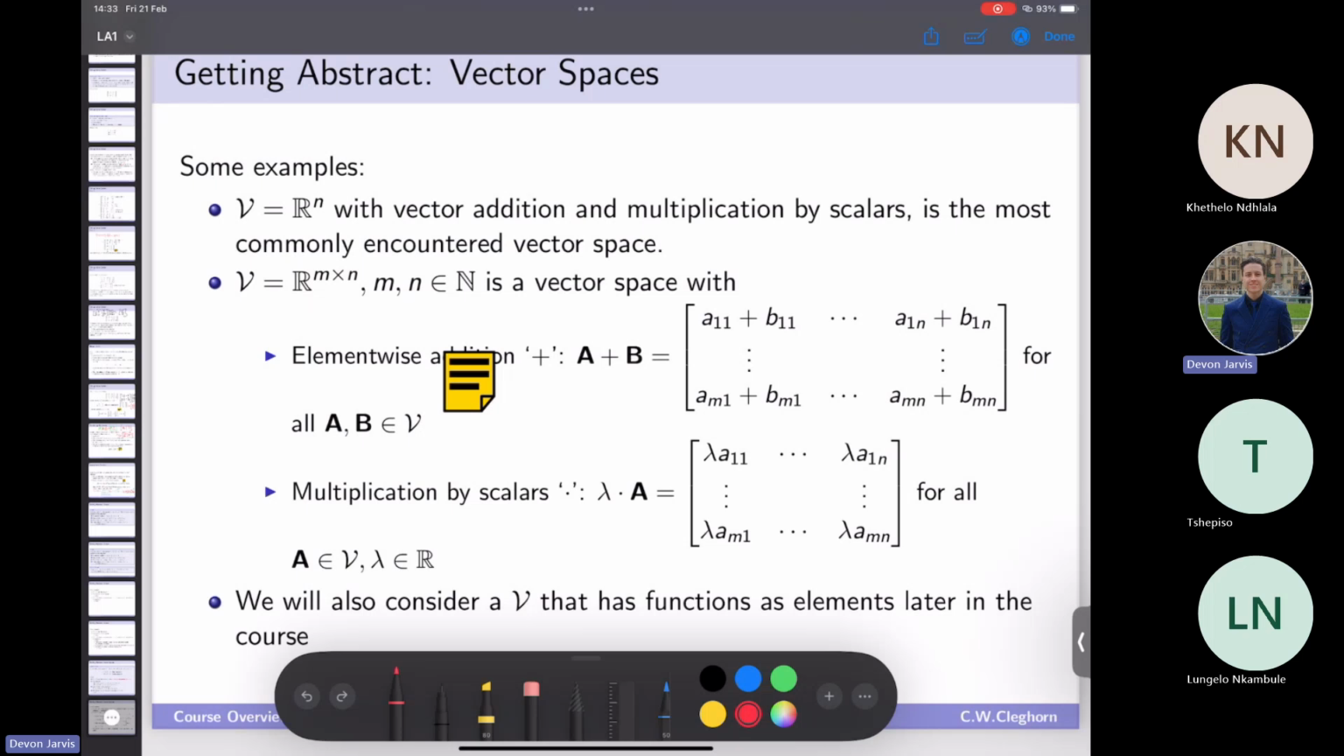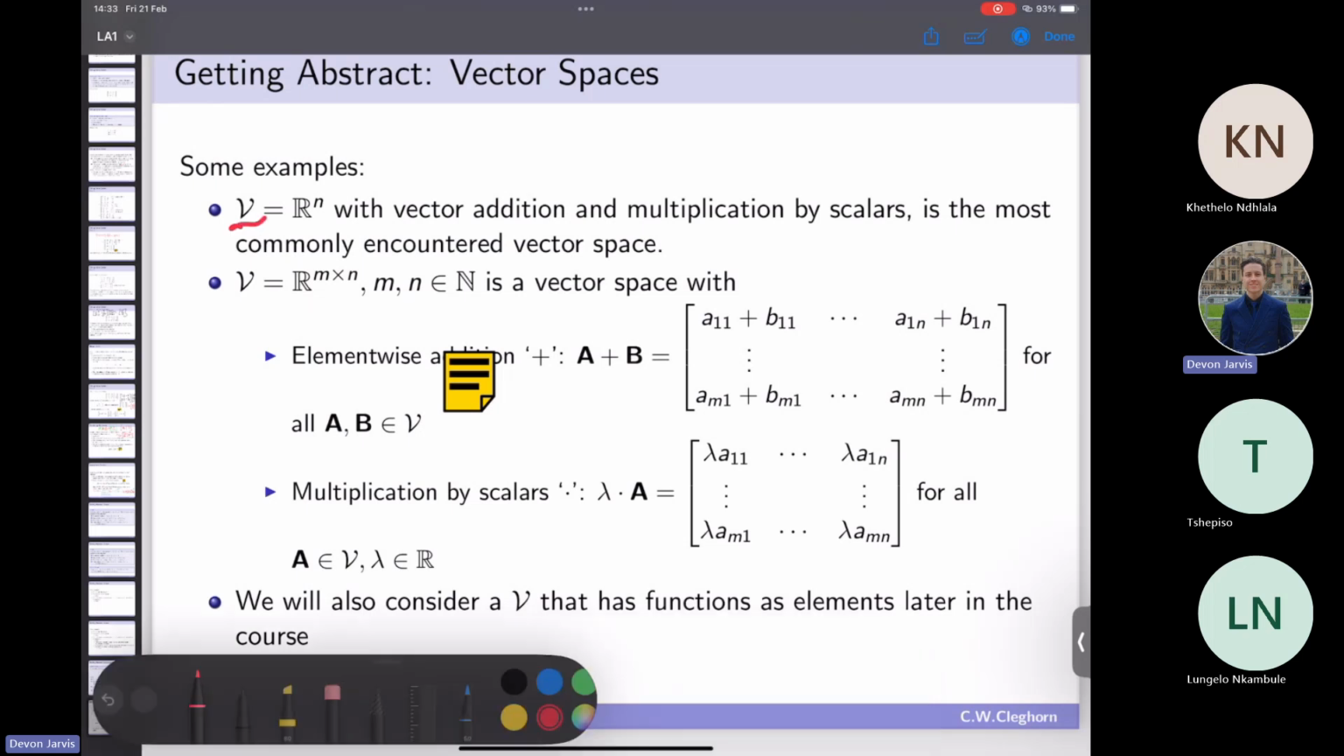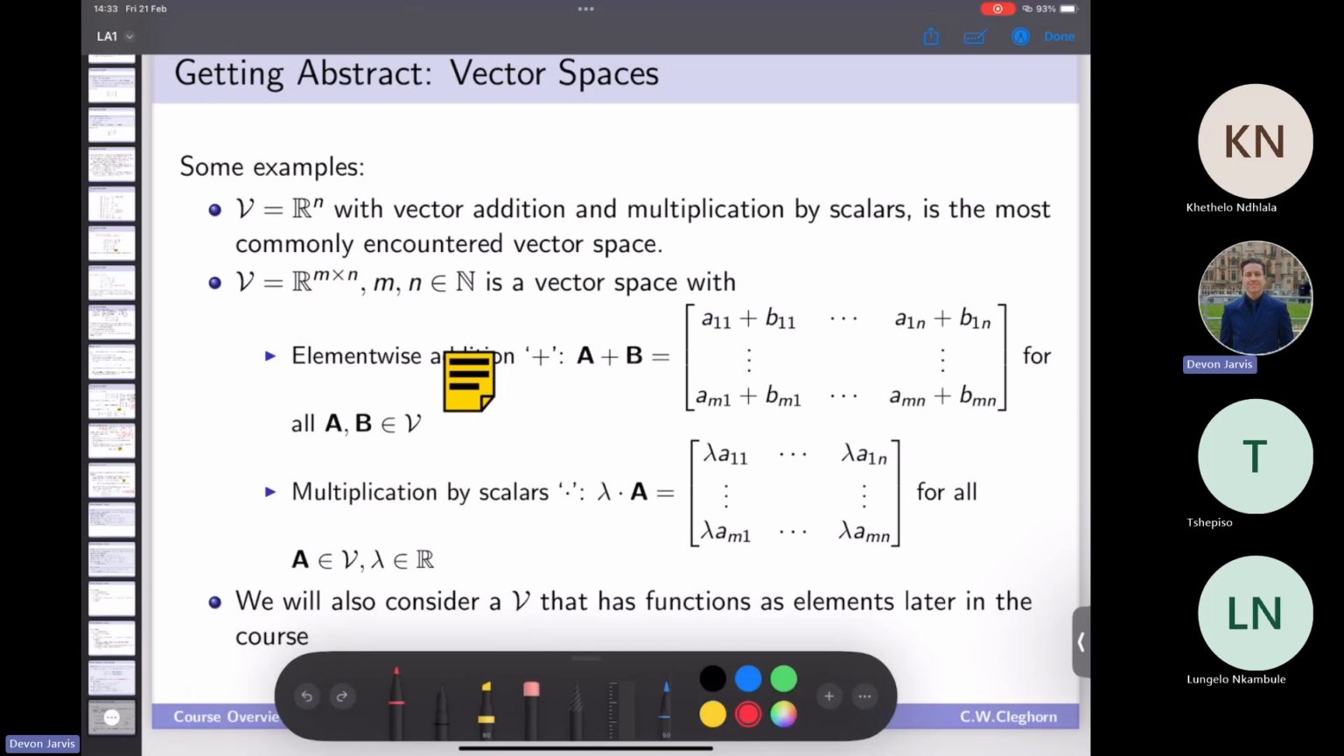So let's say we have a set V over here, right, and it is the set of n-dimensional real numbers. Okay, we don't yet know that it's a vector space, but it is a set containing these entities of n real numbers. Okay, with vector addition and multiplication by scalars, this is the most commonly encountered vector space. It's the one you guys will probably have in mind while you go through with this. But there are more general versions.